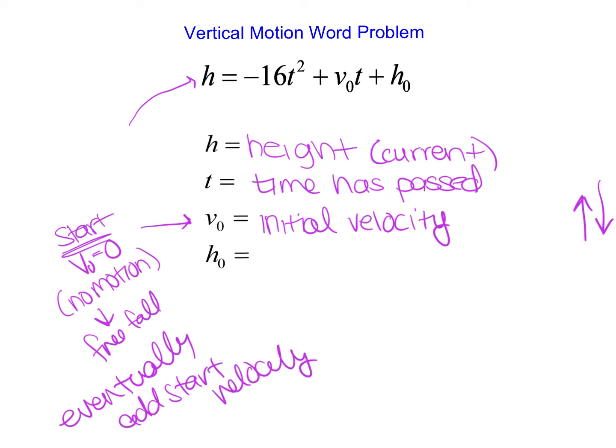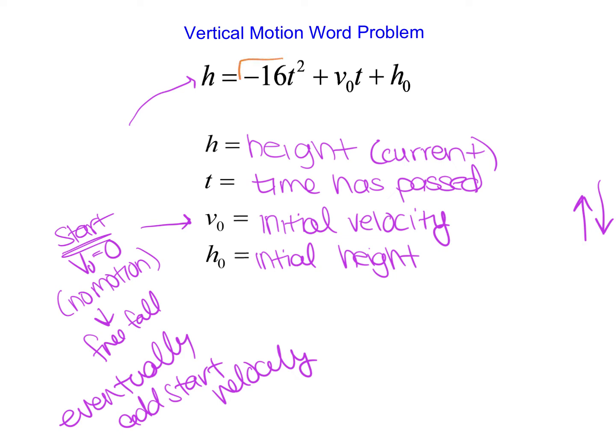And then h sub 0 is the initial height of the object. So things don't always start with an initial height of 0. Sometimes they start 100 feet in the air. Maybe sometimes they just start in your hands at 4 feet above the ground, whatever that might be. So we're going to find these items, fill in what we can, and then solve and use the equation to our advantage.